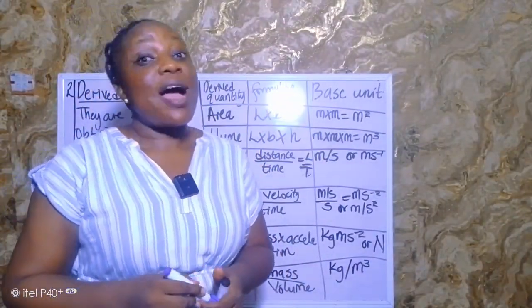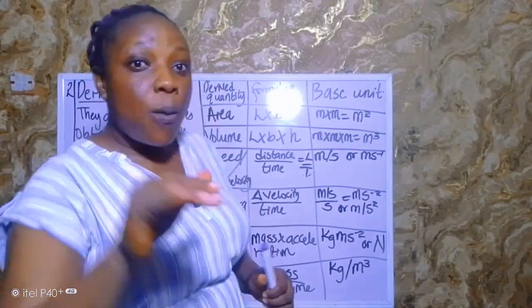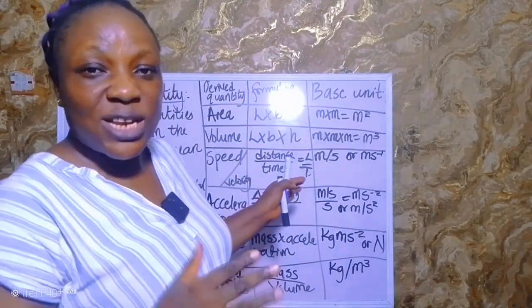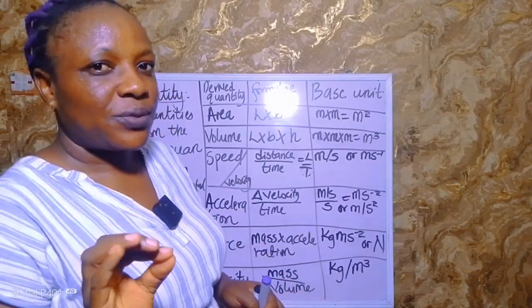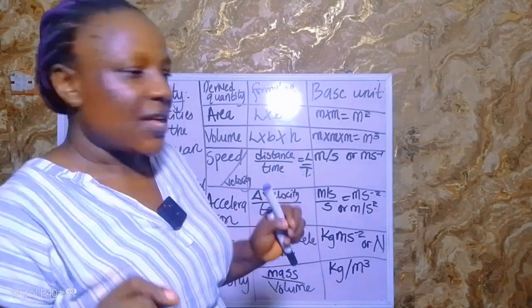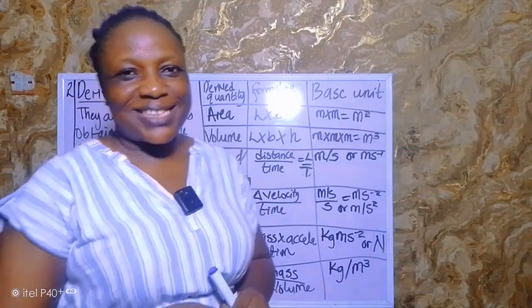Very good. And we have others. Understand? But with this thing that we explained, you can easily get others. They are just simple. Just use your mathematical means and get your unit.